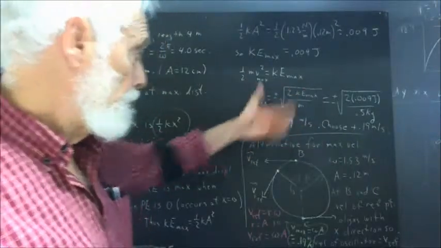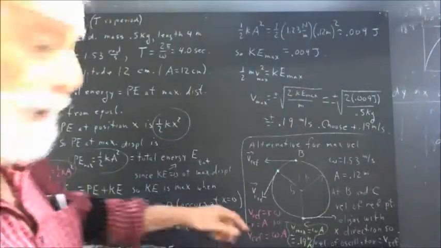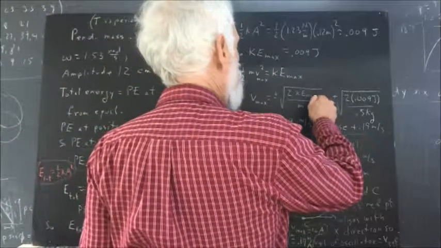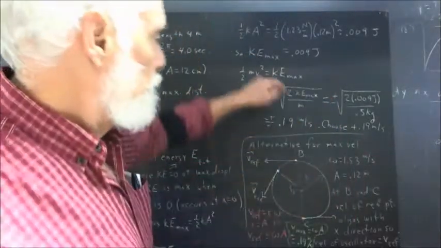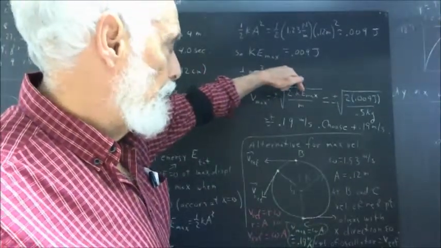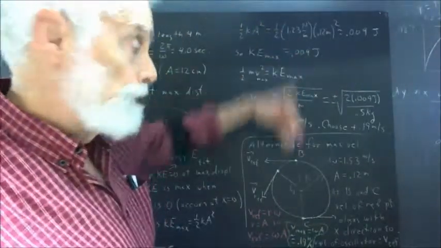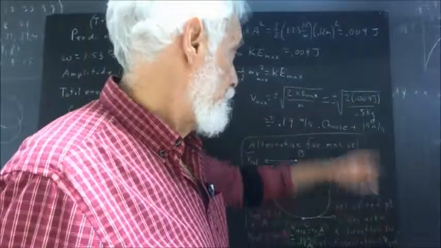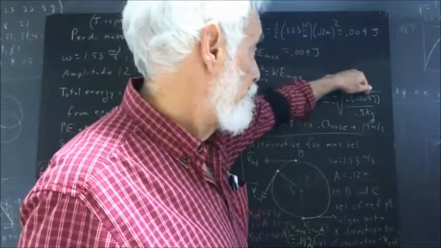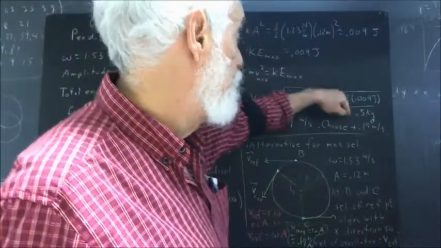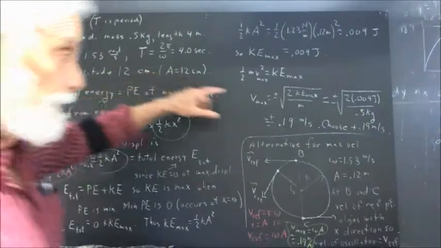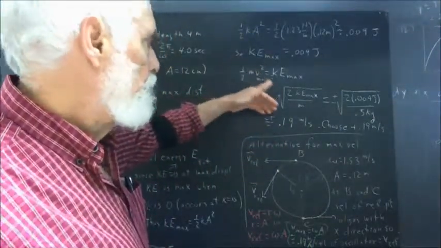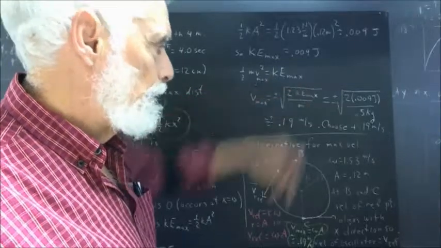and this is very standard. I'm not going to read it to you. We've done it dozens of times by now. Solving 1/2 mv squared equals kinetic energy for v, we get plus or minus the square root of twice the kinetic energy, in this case the max kinetic energy, divided by the mass. We plug that in, plugging in the 0.009 joules for our maximum kinetic energy and the given 0.5 kilograms for the mass, and we get something pretty close to plus or minus 0.19 meters per second.